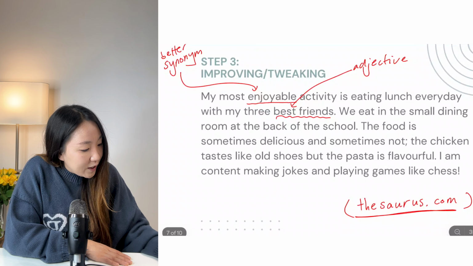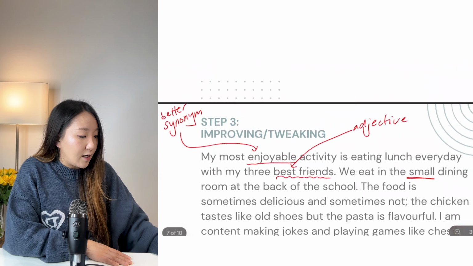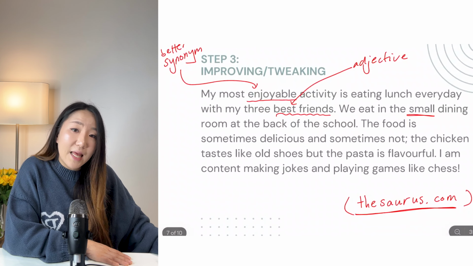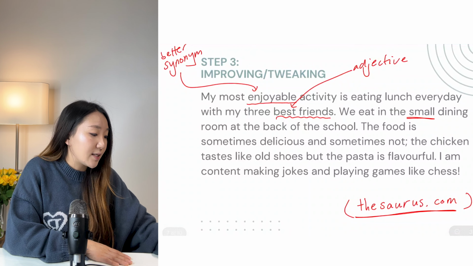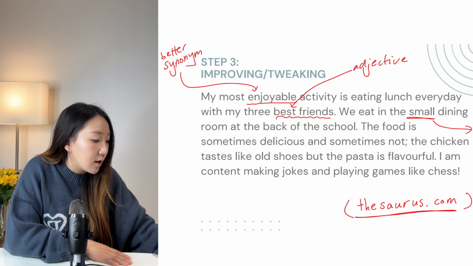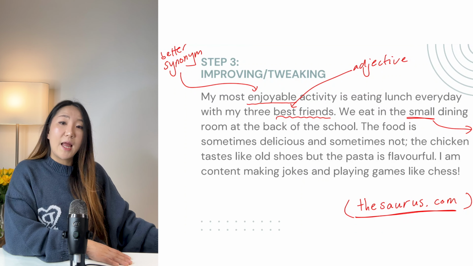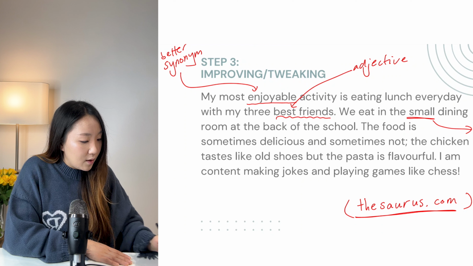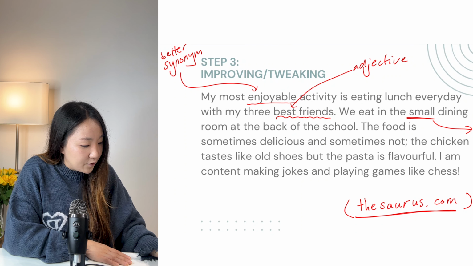Where do we eat? We eat in the small dining room, not just dining room. You can add anything to describe it. Maybe you could say loud. Maybe you could say far away. It doesn't matter. It's up to you to explain a bit more detail. The small dining room at the back of the school.